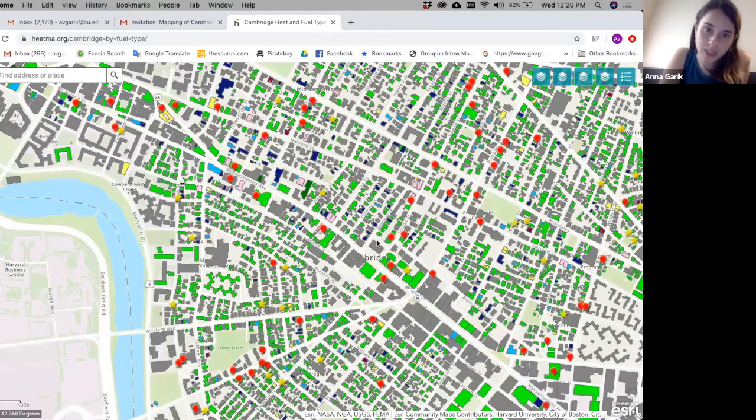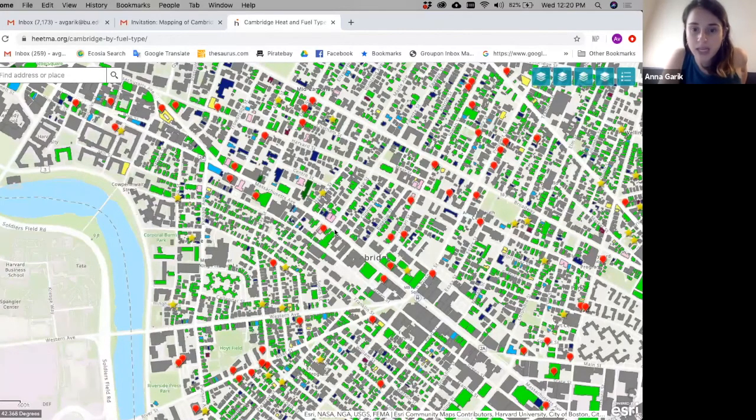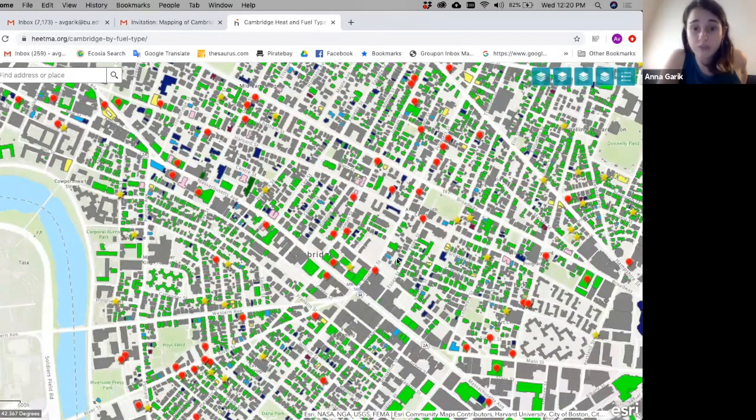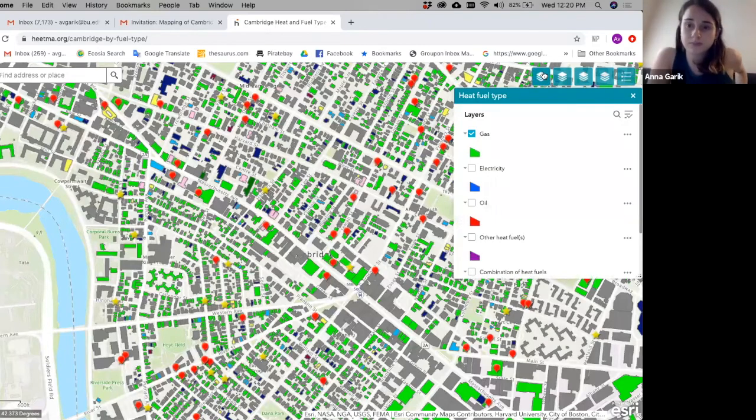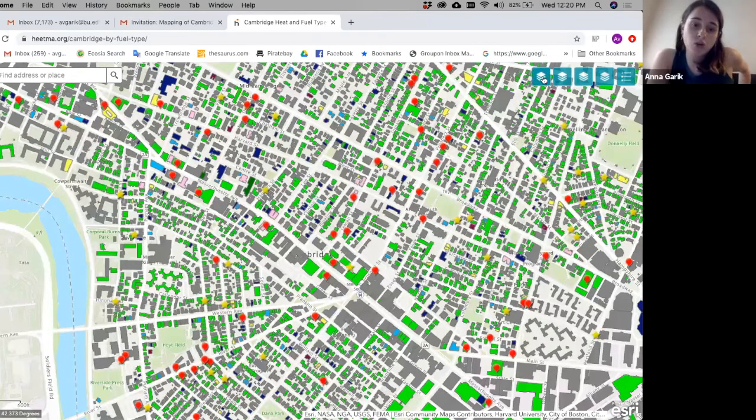So down here you can see these buildings are gas, and they do have gas leaks around them. And there are some planned Eversource repairs. So they could be good criteria. So just to be clear, the green buildings are the gas buildings, right? And the red map points are the leaks? Yes, so green buildings are gas.